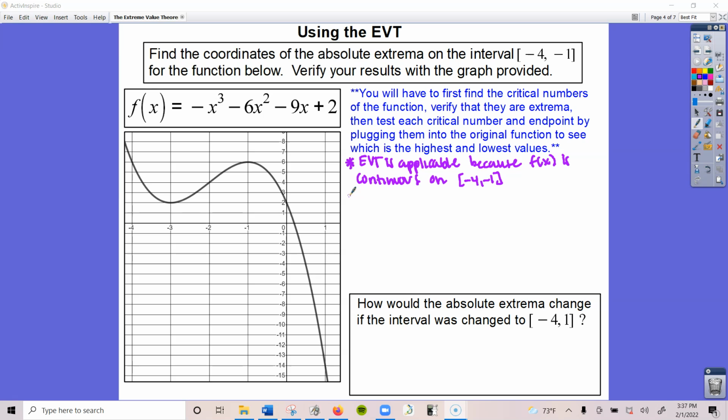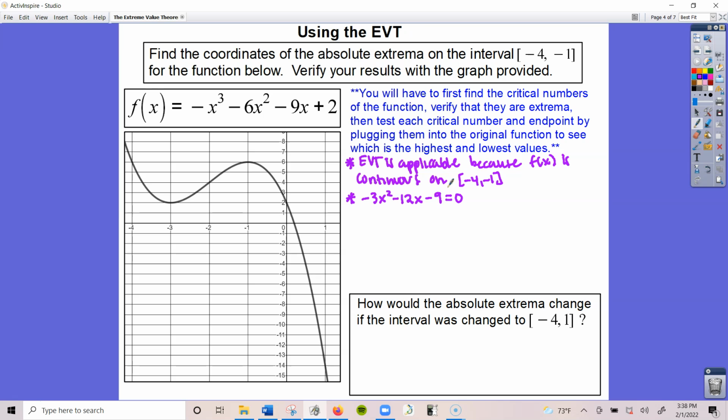So first I'm going to take the derivative, which would be -3x squared minus 12x minus 9. And this derivative has to equal 0 so I can find my critical numbers. Now again, the reason why we're finding our critical numbers is because your absolute extrema could occur at the critical numbers and the endpoints. So that's why we also test the endpoints.